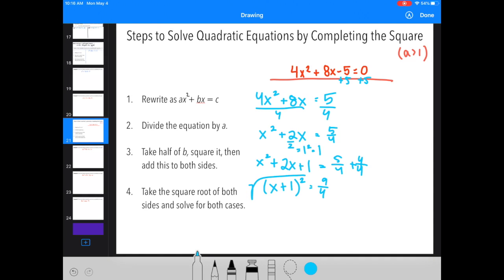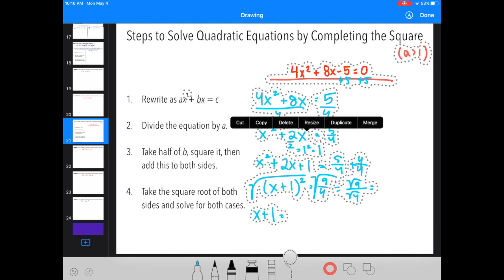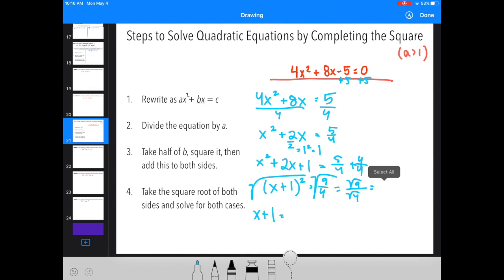Now it's time to take the square root. That square root cancels out my exponent to leave me with x plus 1 is equal to the square root of 9/4. Well, if I were to break that up, I would have square root of 9 over square root of 4, which would be equal to plus or minus 3/2.